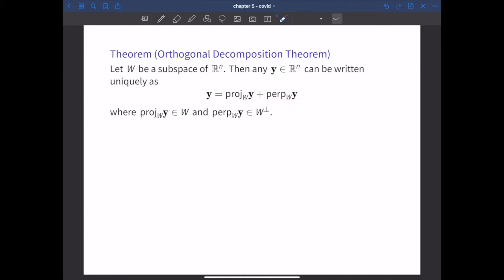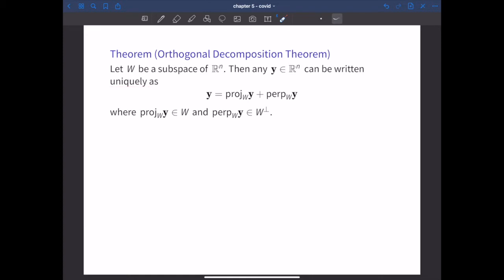The special thing about these two pieces is that the projection of y onto W is a vector inside of W, and the perpendicular component of y with respect to W is a vector that lives in W perp. One thing I didn't point out is that we can split a vector y up into one piece that lives inside of W and one piece that lives inside of W perp, and there's only really one way to do that.